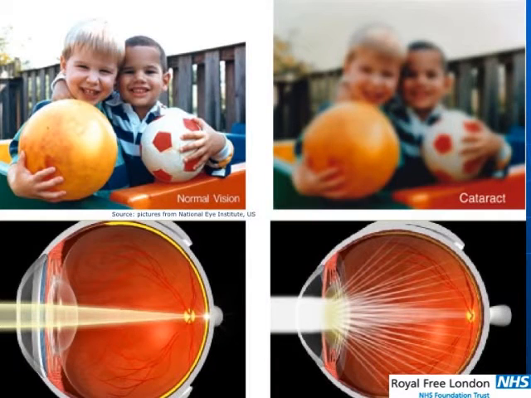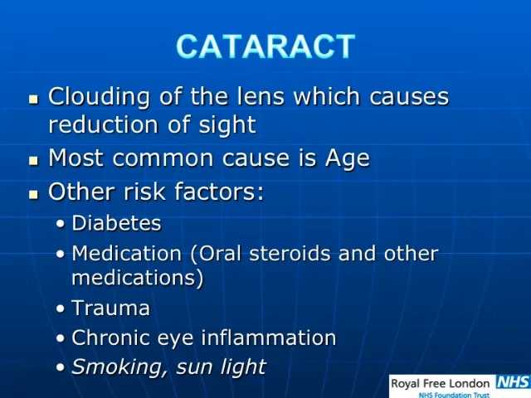This is what you see with a cataract. Overall, your vision is blurred and it's very difficult in sunlight. Why is it difficult in sunlight? Because your lens is no longer clear, it is cloudy and it scatters the light. It's as if you look through some kind of funny lens which is dirty. It scatters the light. So that's why the vision is blurred. So clouding of the lens, that causes the reduction of sight. The most common cause is age. So it's not much one can do about it.